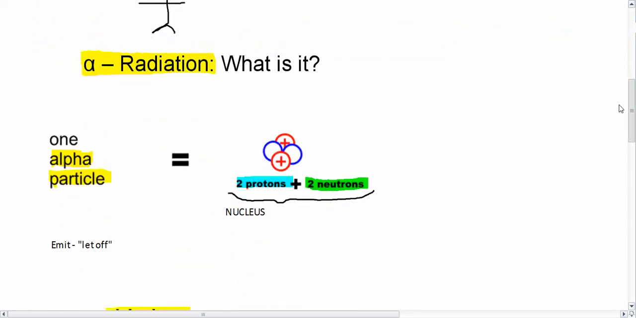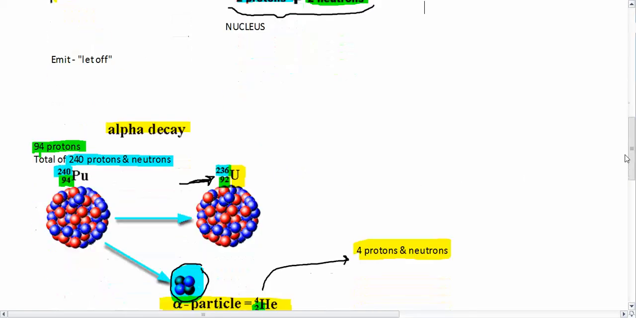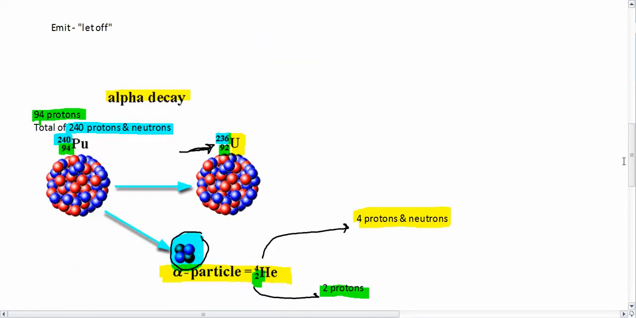Alpha radiation is a tiny little blob of protons and neutrons. It's 2 protons and 2 neutrons glued together. And when an element undergoes alpha decay, what that means is that it lets off alpha radiation, it actually changes into a whole new element. And the reason for that is that the number of protons changes when the element lets off alpha radiation. We'll talk more about this in class tomorrow.